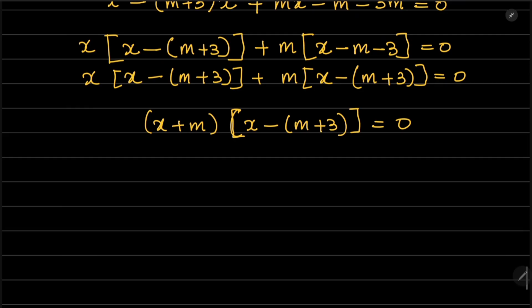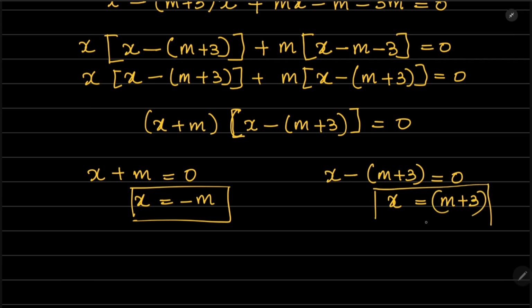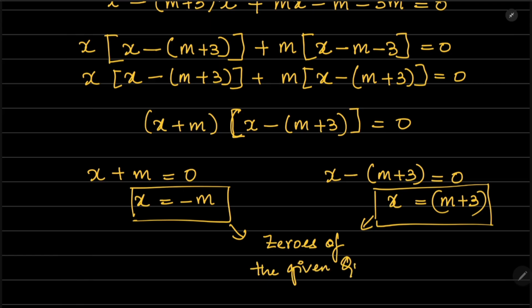So now you have to use the zero product property. So either x plus m equal to 0, which means x is equal to minus m. This is one of the zeros, and x minus m plus 3 is equal to 0, which means x is equal to m plus 3. This is the other zero. Okay, so this problem is a little tricky problem, and these two are the zeros of the given quadratic polynomial.